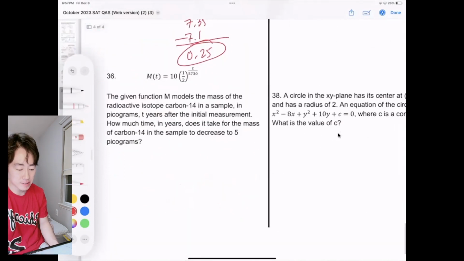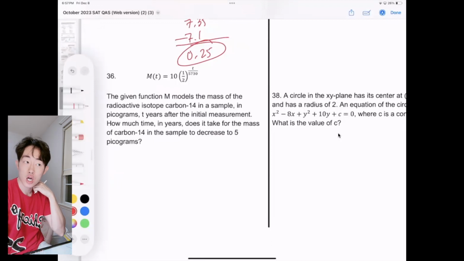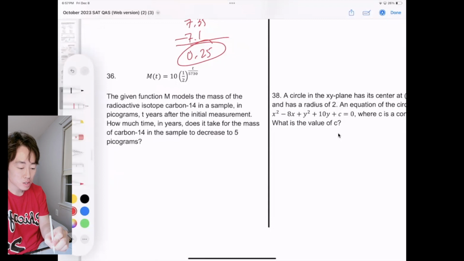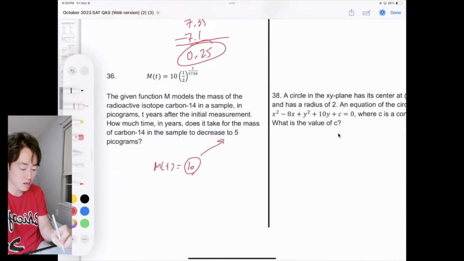Number 26. All right, so I have a weird looking expression with the exponents. How much time in years does it take for the mass of carbon-14 in the sample to decrease to 5 picograms? Okay. So essentially, I want to half it, right? So M of t equals 10, which is your initial value, and you want to go from 10 to 5. That's why I said you half it.